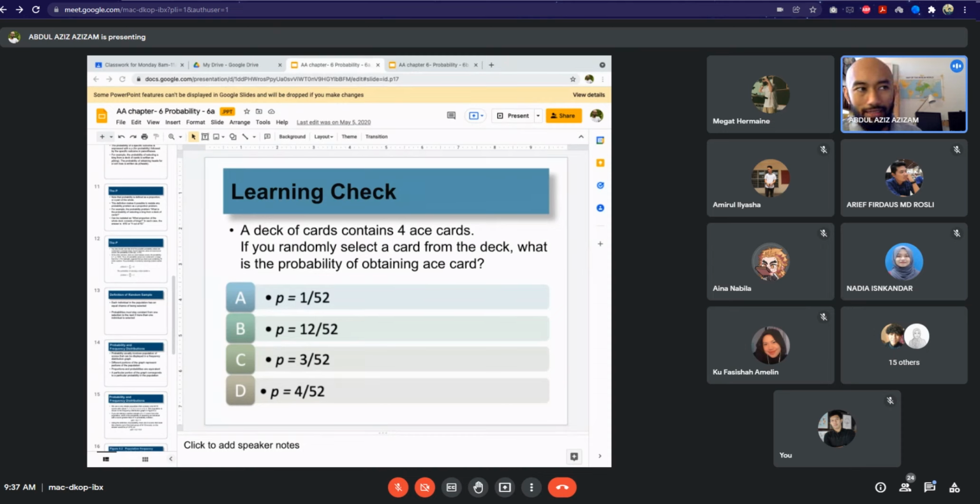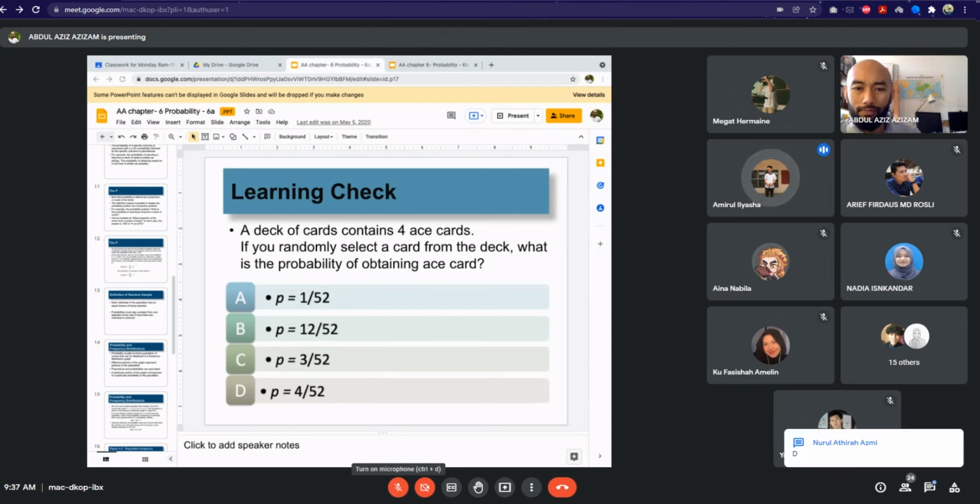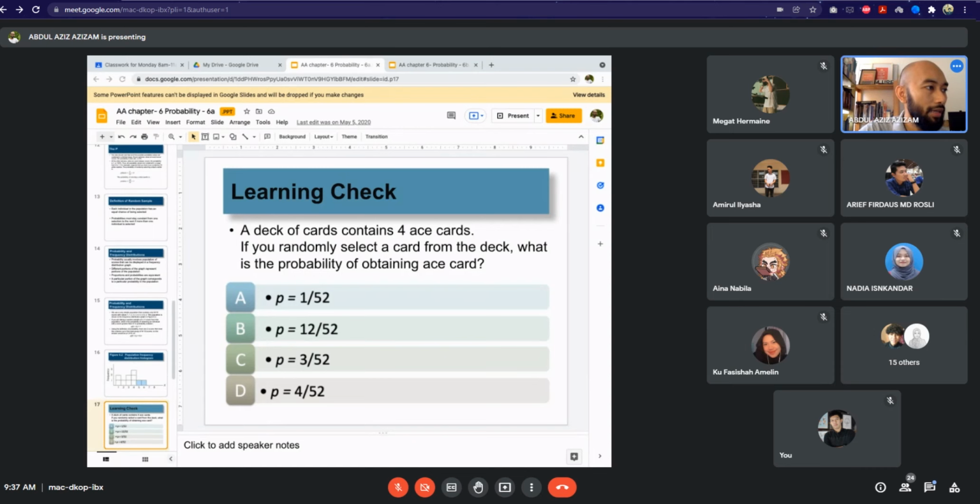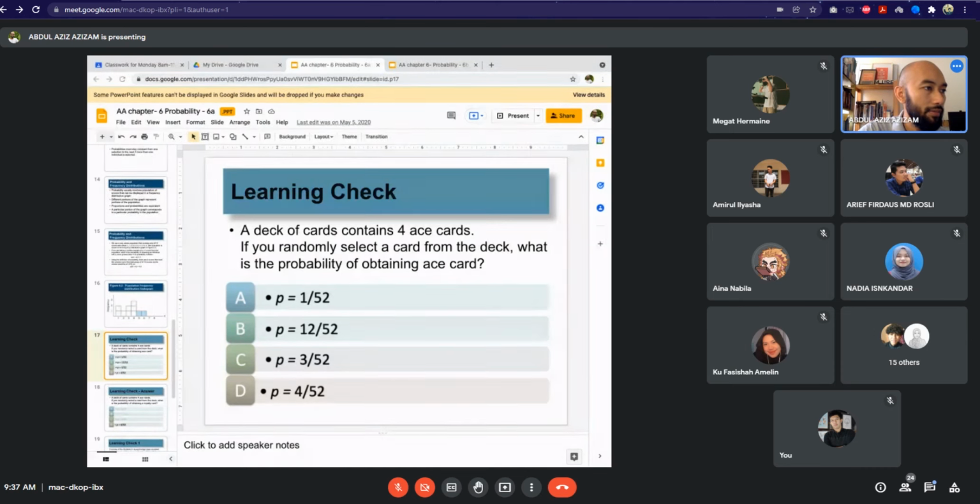Jadi dia ada... Oh, okey. Oh, faham. Apa jawapan dia? D je. B. D. Nurul Atirah. D. Yes. Okay, jawapan dia D. Good. Okay, jawapan dia adalah D.